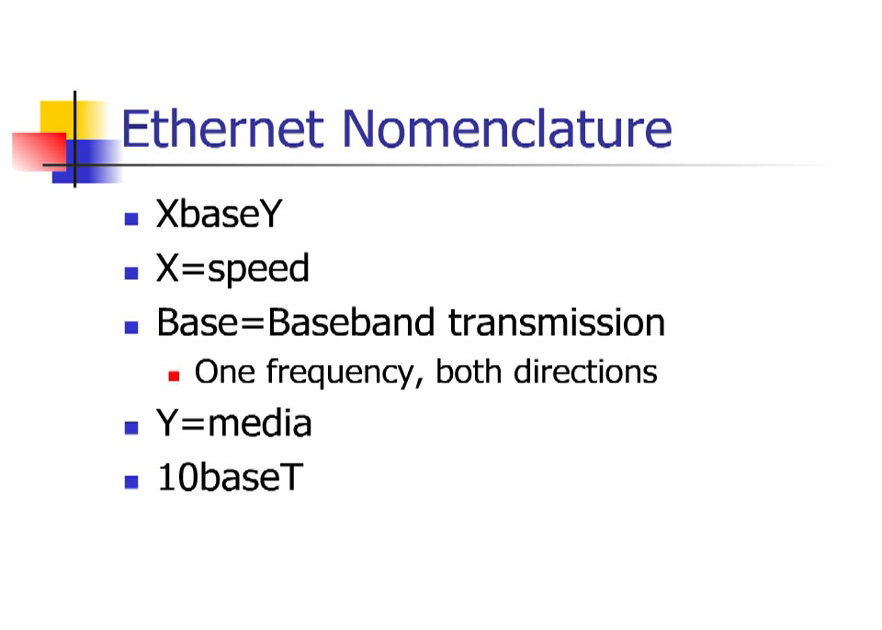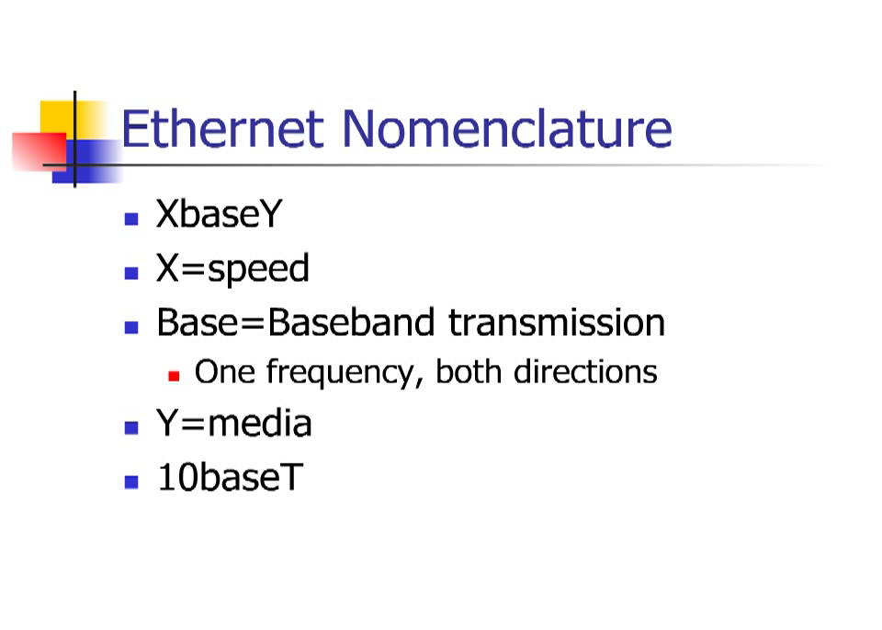Ethernet nomenclature. What this is referring to is the use of a format to identify the type of Ethernet network that's being utilized. And so X base Y is the standard Ethernet nomenclature, where X represents the speed of the network. Is it 10 megabits per second, 100 megabits per second, gigabit speed? So X is the speed, followed by the transmission type. And in Ethernet, it's always baseband transmission.